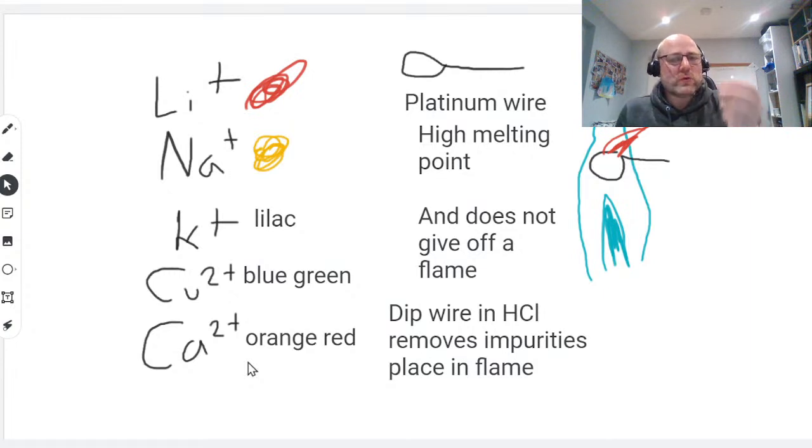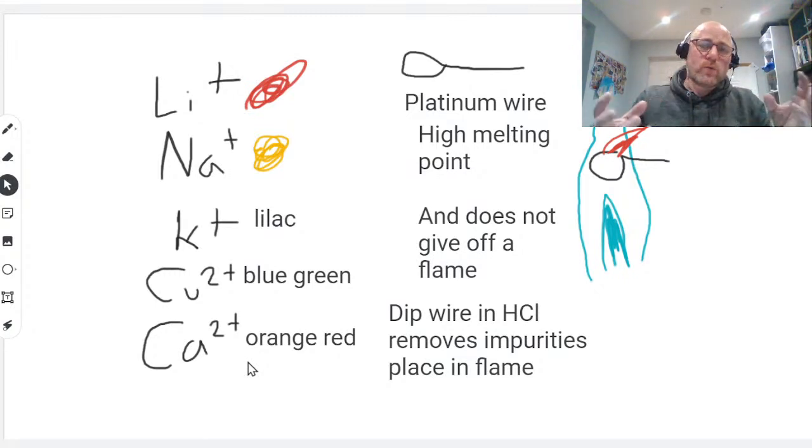If they ask you what gave the red color, don't say lithium. You won't get the mark. It's lithium ions. If they ask you what gave the yellow flame, don't say sodium. It's sodium ions that gave the yellow flame. Okay, now, the flame test is only part of your chemical analysis, because that only tells you what the cation is. The cation will be joined with an anion, so you'd need to know the tests for chloride ions, sulfate ions, etc., and carbonate ions.